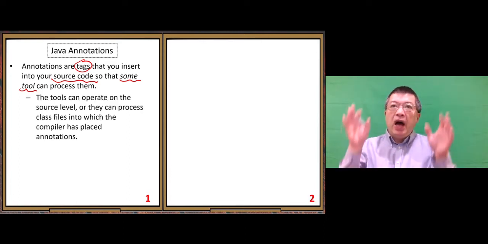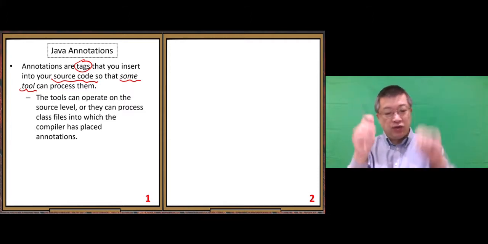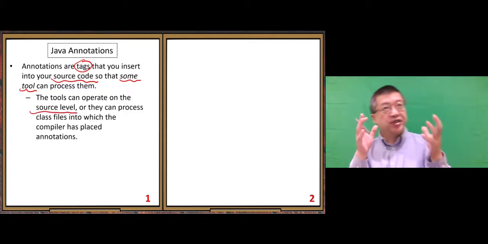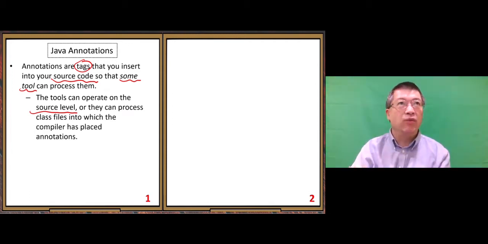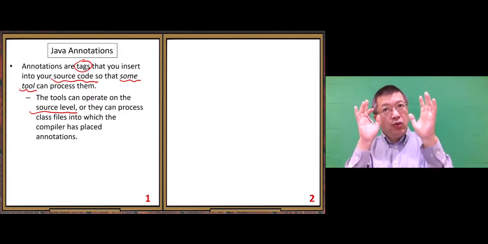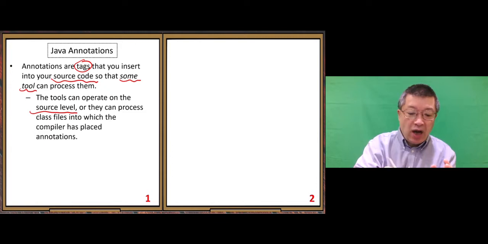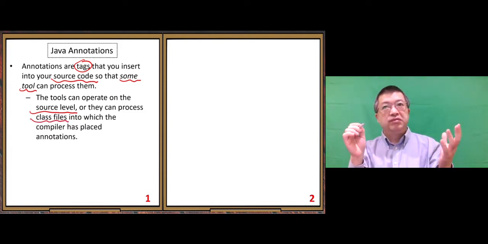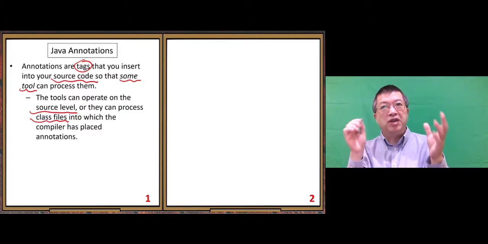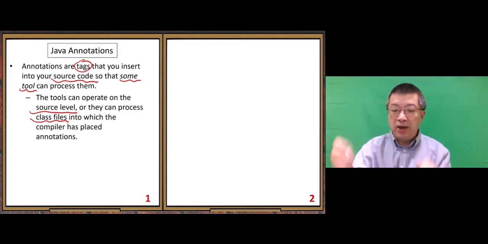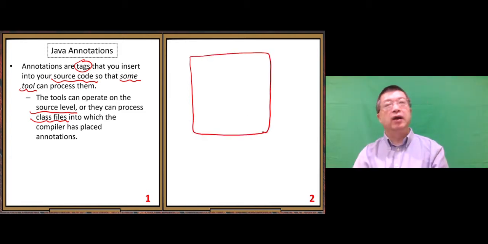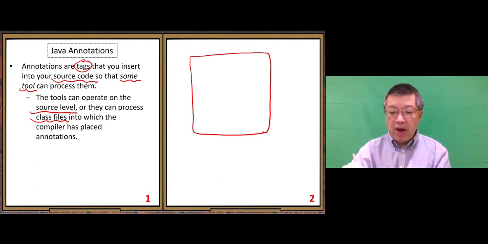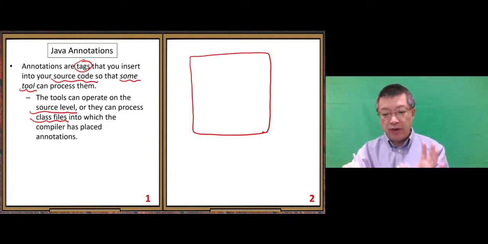The tools can operate on the source level. So that is one way to do it. From your source code, the tool can read, parse, and do some processing. That's one way. Another way, the tools can also process class files into which the compiler has placed annotations. So here, what the compiler does, suppose you have a Java program. The compiler will compile your Java source.